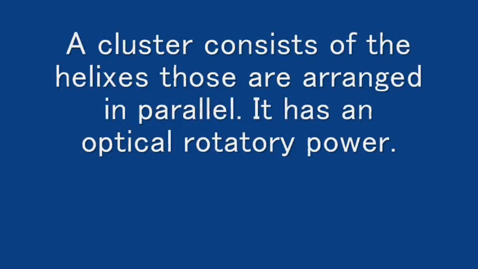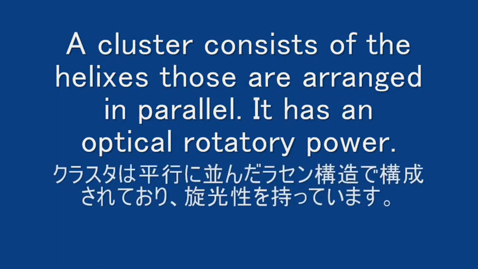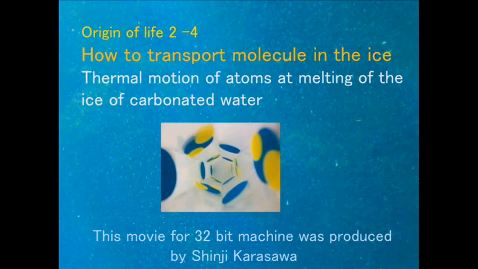Why can we observe the fluctuation of cluster water? A cluster consists of helixes. Those are arranged in parallel. It has an optical rotatory power. And each cluster of water fluctuates by the thermal motion. In a cluster, there is rotational vibration around an electric axis while keeping the helical structure. This mechanism will be explained in the next movie, Origin of Life 2.4.